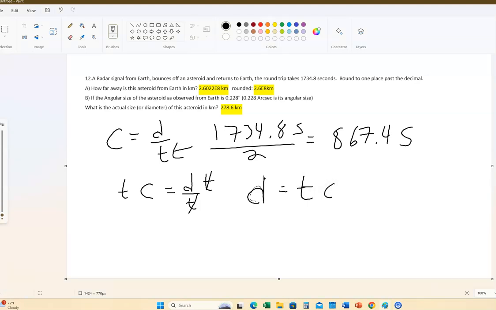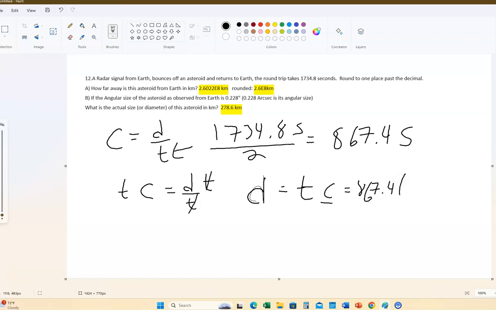All right, and we just found out that the time is 867.4. That is the time it takes the light or the radar signal, which, by the way, radar, microwaves, visible light, infrared, all of that, ultraviolet, X-rays, all travel at the speed of light, c. That's the speed that all electromagnetic radiation travels at.